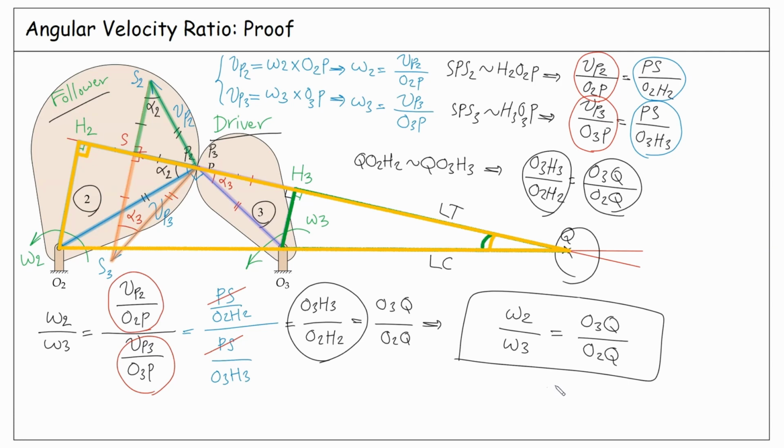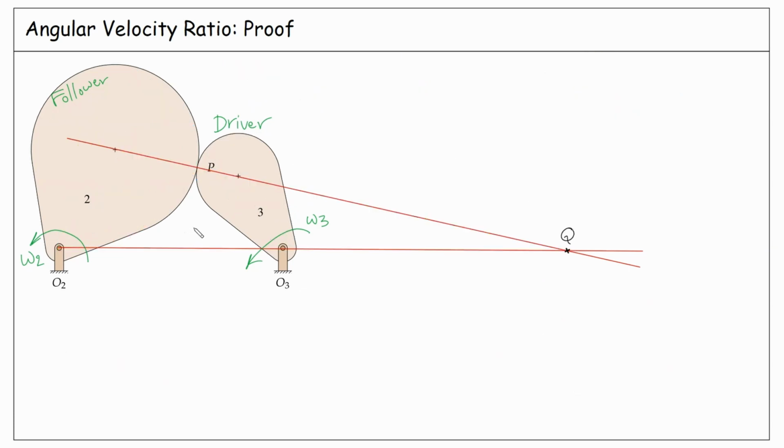In this lecture, we want to prove the formulation we introduced for the ratio of the angular velocities. We will prove the formulation for direct motion transmission, but it will also be valid for the case of indirect motion transmission. If we name the contact point as P, we can imagine there is a point P2 belonging to link 2, and there is also a point P3 belonging to link 3.